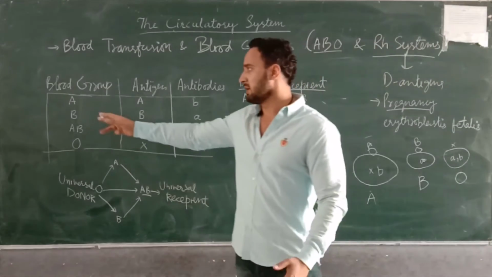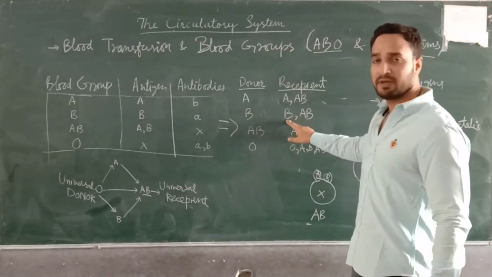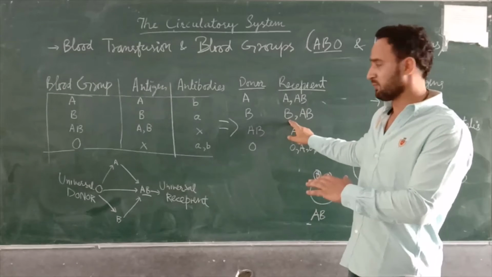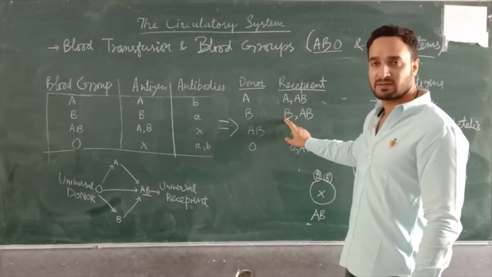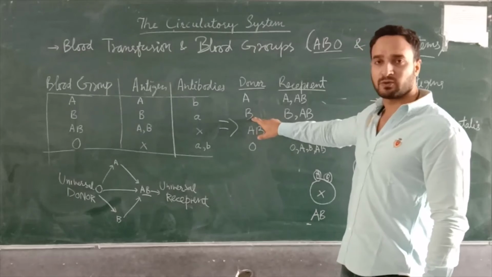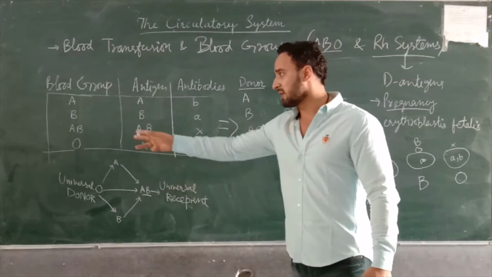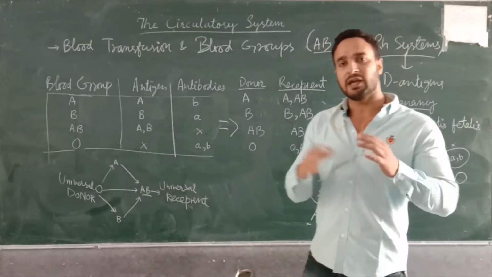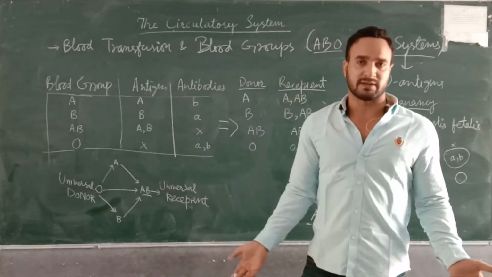Understand? Similarly, B blood group can be given to the B person. B person means a person having the B blood group, right? So the donor has B blood group and the recipient also has B blood group, the blood transfusion can be done. And also this B blood group can be given to the AB person. Why? As I mentioned earlier, AB does not have any antibody, so it can receive blood from any person.